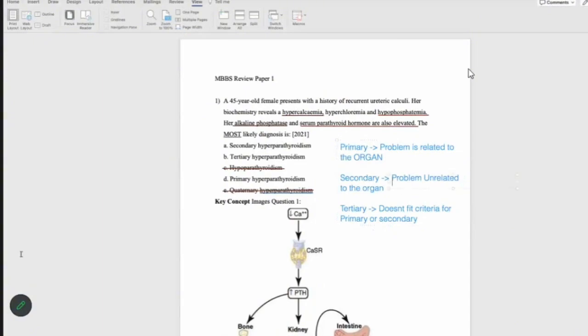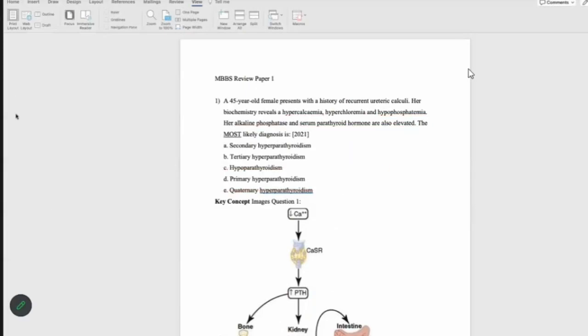So when we talk about primary hyperparathyroidism, which is this one right here, right? Primary hyperparathyroidism. So focusing on that, that's specifically focusing on the parathyroid gland itself. It's telling us that, okay, the problem is the parathyroid gland, right?